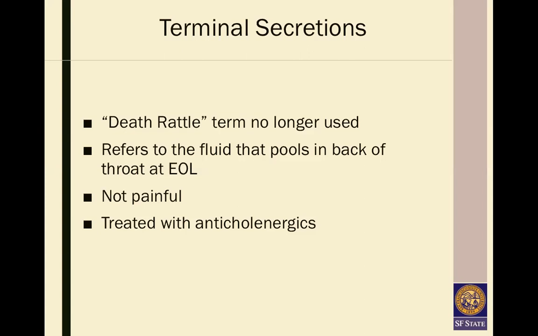terminal secretions. So as nurses, we just need to support patients' families or whoever's at the bedside to let them know that it's normal and it doesn't hurt the patient, because most likely, even despite putting on those medications, the patient will still have secretions.